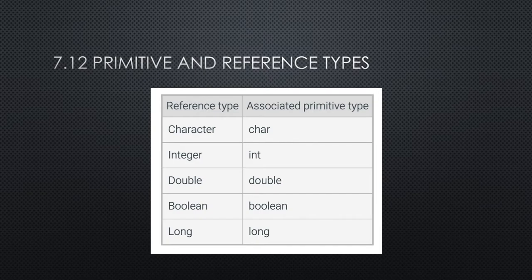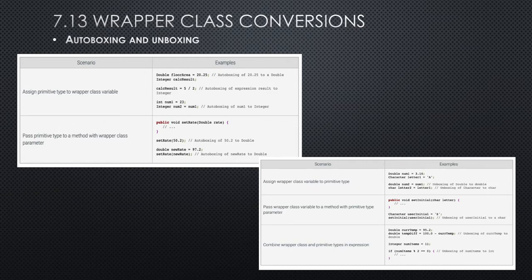7.13, we talk about wrapper class conversion. Here we have autoboxing and unboxing. Basically, Java allows statements to combine primitive and wrapper class variables by automatically converting between primitive type and wrapper class. And here we see the dynamics here. We have autoboxing for double float area to 20.25 at integer class calculate.